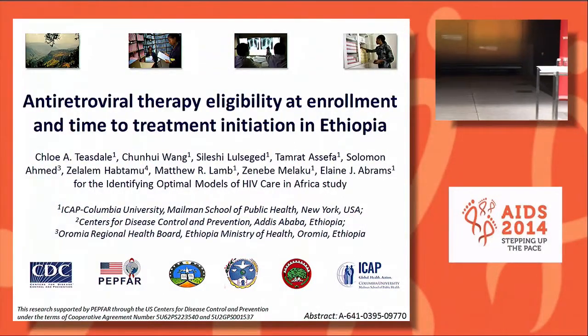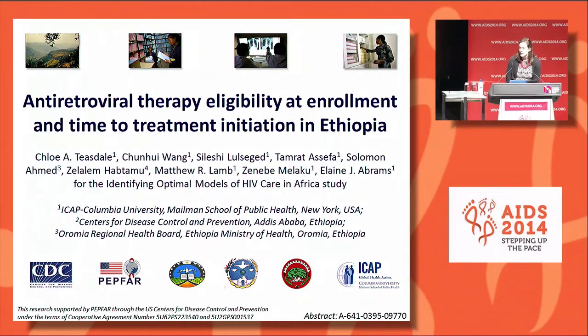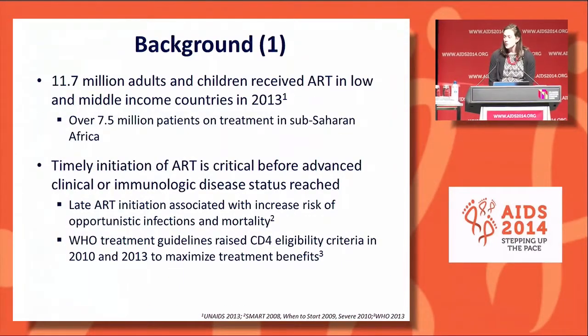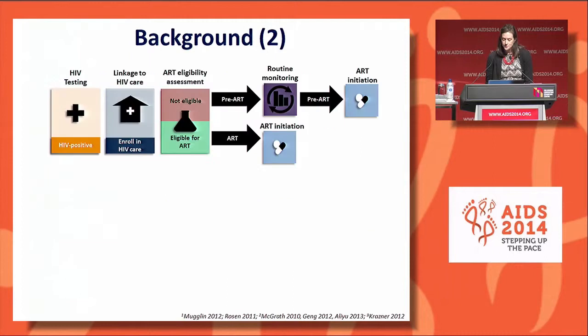And thanks to the organizers for inviting us to present our data on antiretroviral therapy eligibility at enrollment in HIV care and time to treatment initiation in Ethiopia. So as we all know, there are about 12 million adults and children receiving ART in low and middle income countries. We also know that timely initiation of ART is critical before advanced disease status, as late ART initiation is associated with increased morbidity and mortality. In light of these data, the WHO have revised guidelines in 2010 and 2013 to raise CD4 eligibility thresholds.